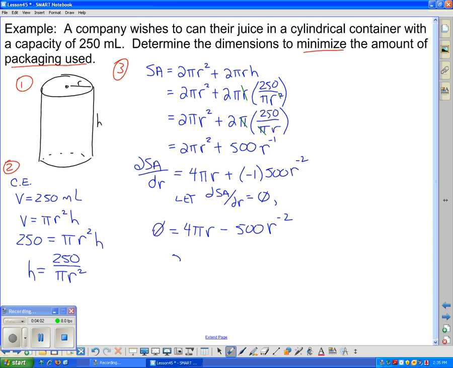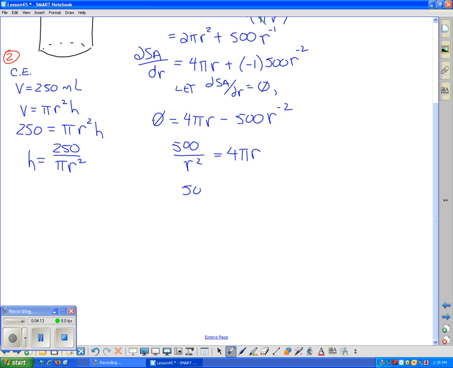So I'm going to move the 500 to the other side, and now I'm going to rewrite the r with a positive exponent. So that means it would be in the denominator, and it's equal to 4 pi r. Getting rid of the fraction, multiplying the r squared up, so we end up with 4 pi r cubed. Solving for r, it would be the cube root of 500 divided by 4 pi. And that would be measured in centimeters, because we're dealing with milliliters there. All right, so that last step, I divided both sides by 4 pi. I took the cube root. So there is my radius for the new package.